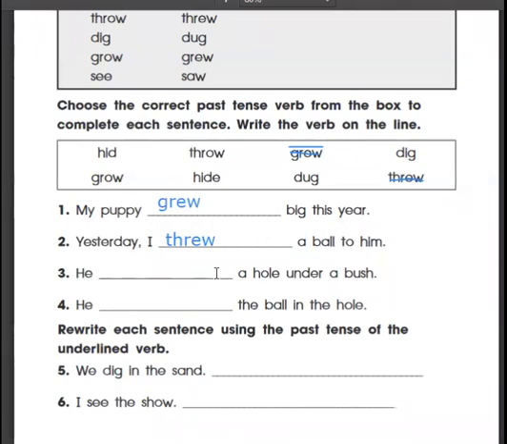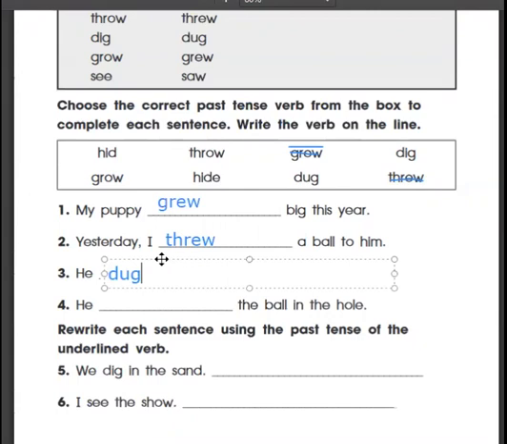Look at number 3. He blank a hole under the bush. What do we do with a hole, right? So is it going to be in the past? Is that dig or dug? We want to make sure we're using that past tense. We're going to say dug. D-U-G. Cross that one out too.